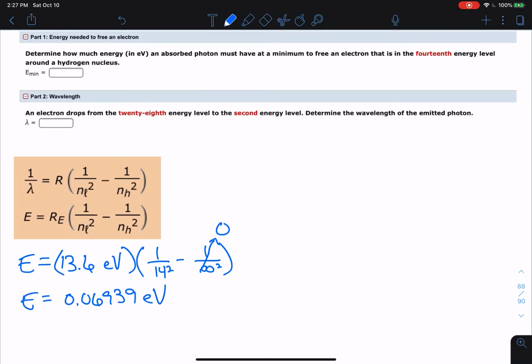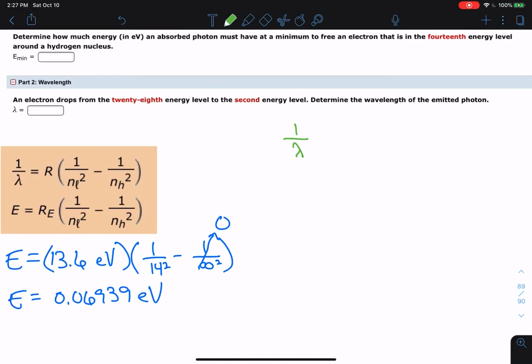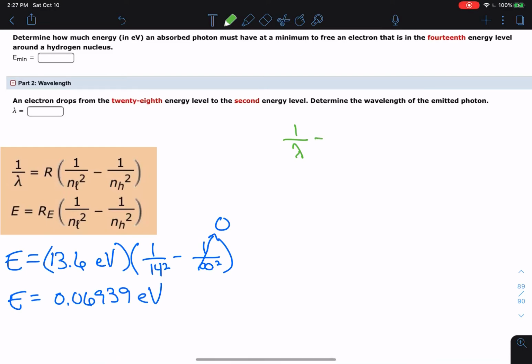Part 2, an electron drops from the 28th energy level to the 2nd energy level. Determine the wavelength of the emitted photon. Okay, so we're going to use this formula for that because we're interested in the wavelength. Important to note that it is 1 over the wavelength. And then I need the Rydberg constant, that's 1.097 times 10 to the 7th inverse meters.